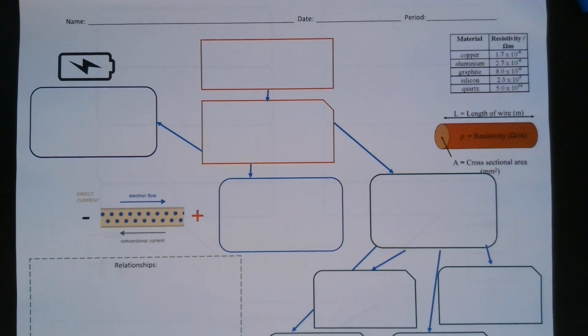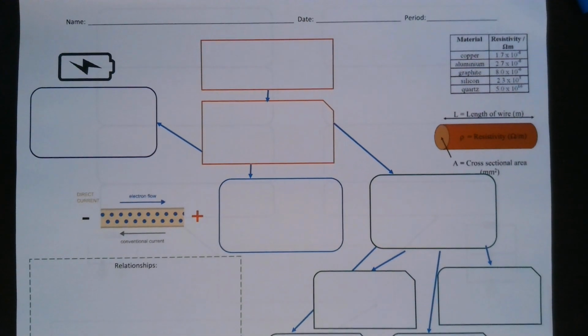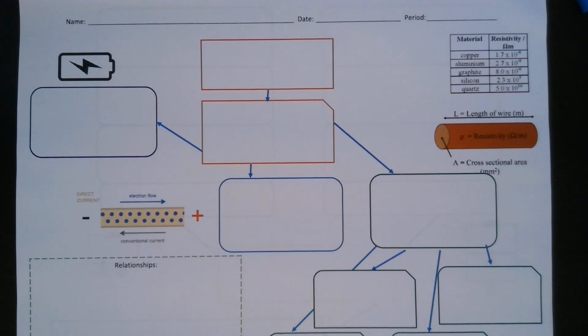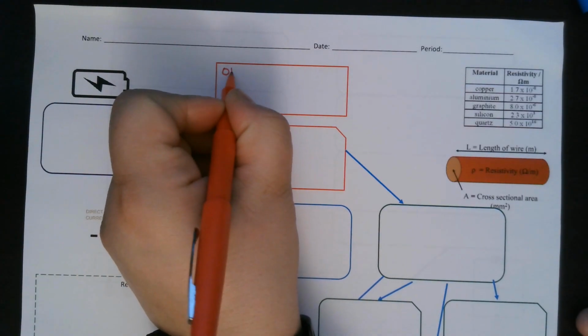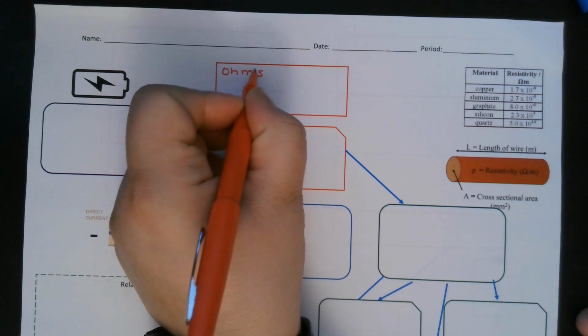All right, these are your notes on Ohm's law. The lab that we were doing is related to Ohm's law. And Ohm's law is just a relationship between voltage, current, and resistance. So you write that up here, Ohm's law. And we spell it like this, Ohm's law.